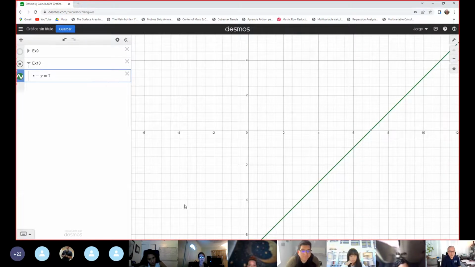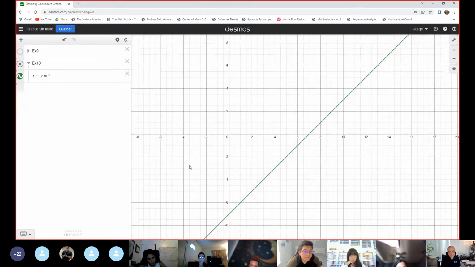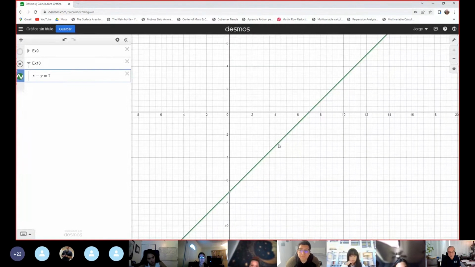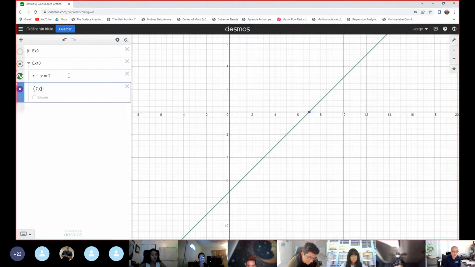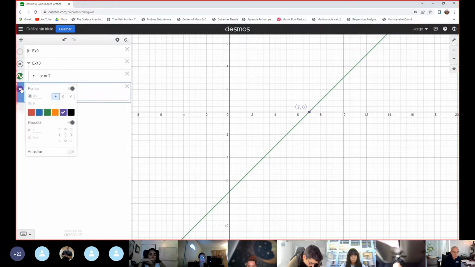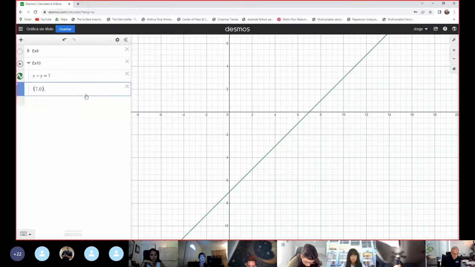Green color. This is my line. And the intercepts are 7,0 and 0,-7. I like, when I send it to the professor, to send it in an elegant way. 7,0. But I want everything in green color in this example. I change the color, comma. The other point is 0,-7.